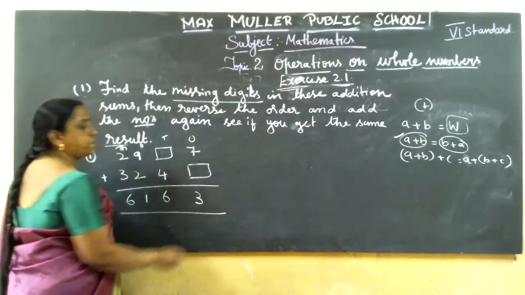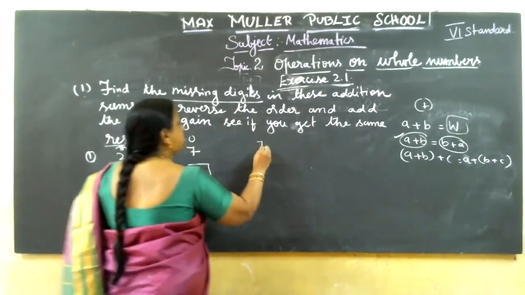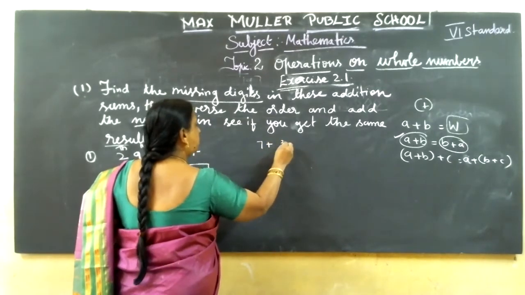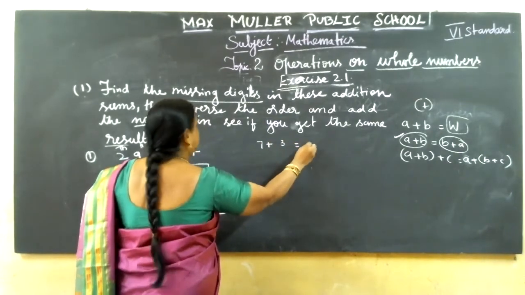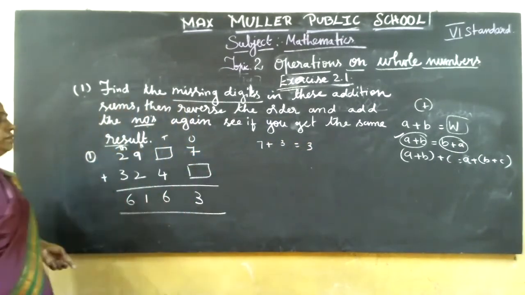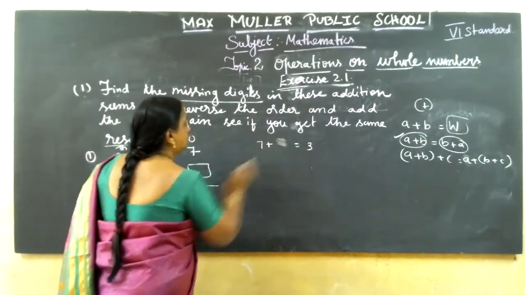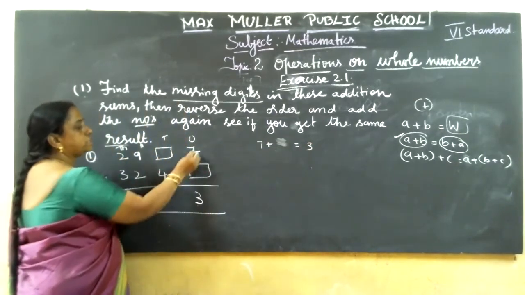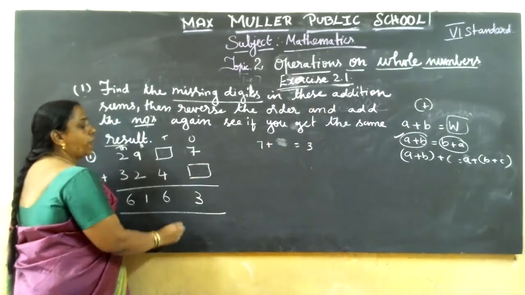7 plus what number gives 3? 7 plus what number, if you add, you will get 3. So what number will you get? Here 3 should come. So here 7 plus what number, if you add, you will get 3?